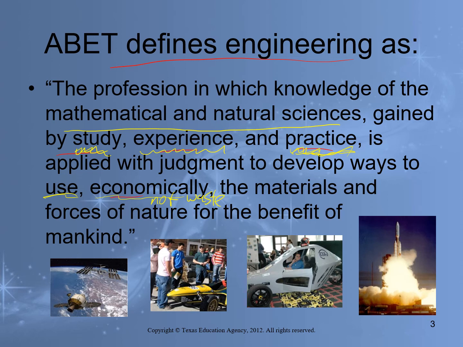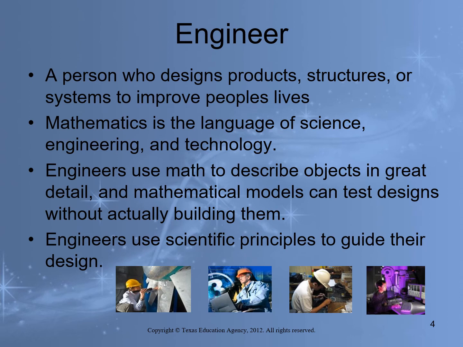Now, helping benefit of mankind is very vague. There's lots of ways, okay? So it could be something car related, it could be a rocket, whatever. There's lots of ways to benefit the world. So an engineer, we're going to talk about engineers, a person who designs products, structures, or systems to improve people's lives. Now, between these three things, you got pretty much everything. Systems could be the way something is done, for example. So if you design a product, could be digital even.